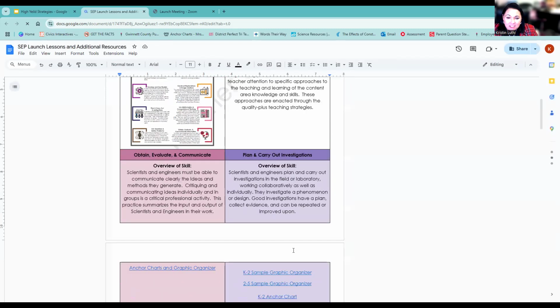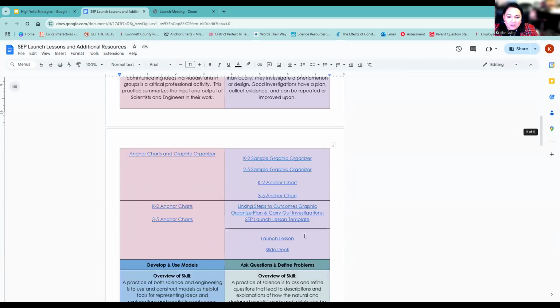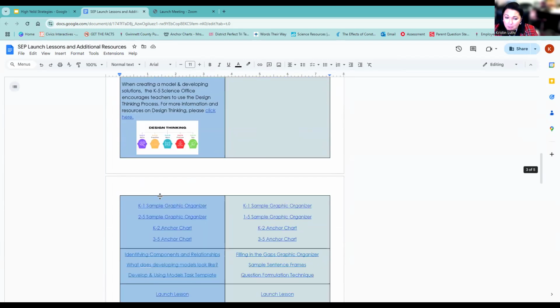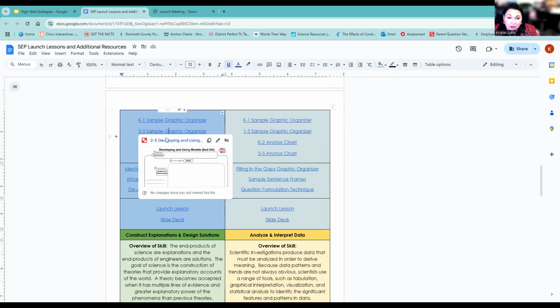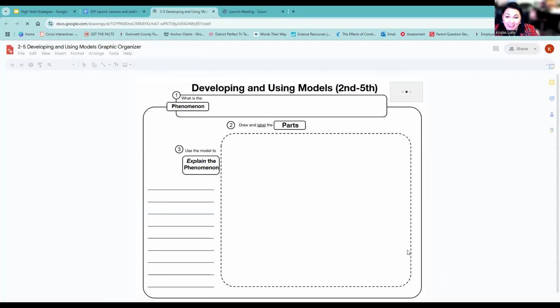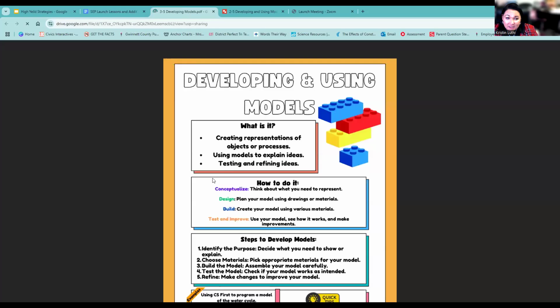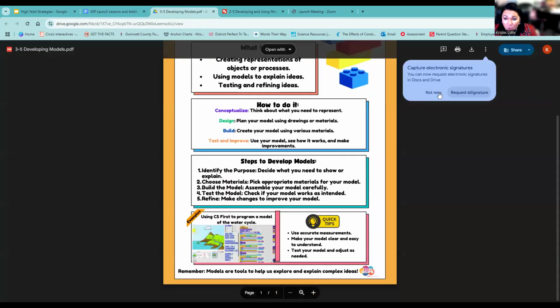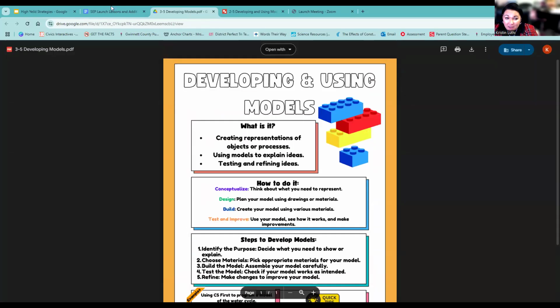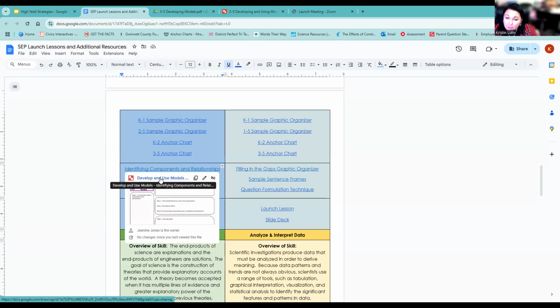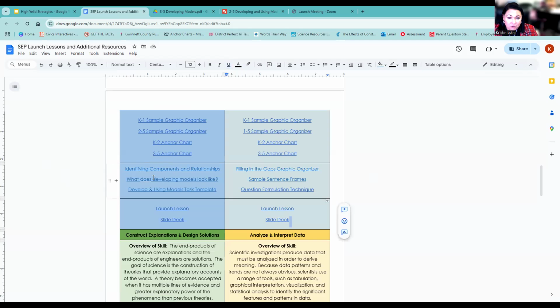So say I am teaching my students, we just looked at a fifth grade standard around developing simple interactive models. So I've shown the phenomenon. My kids are struggling with developing models. So I have the sample graphic organizer that's going to help my students engage in developing models. I have my anchor chart that's going to help me explain to my students how they can develop and use models. I have additional resources that you're going to see in this next box. So this is around identifying components and relationships if you have to do that with their models.